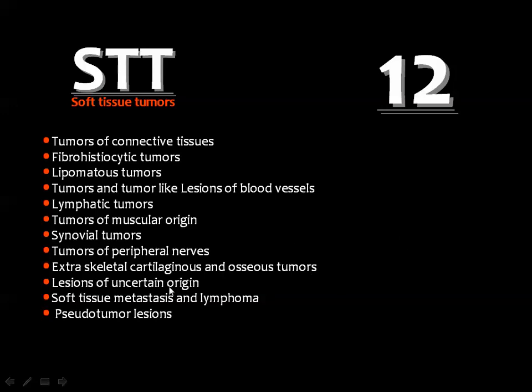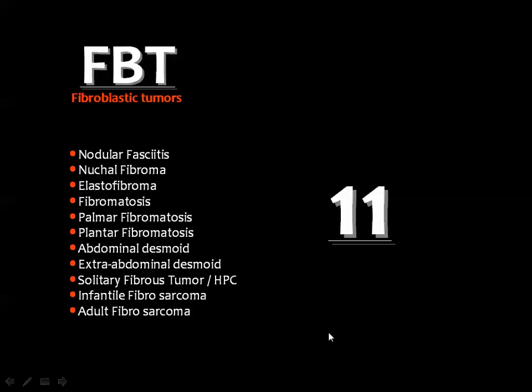Then lesions of uncertain origin; I have mentioned that many times you cannot identify the cell of origin of the tumor. Then we'll have a short talk about metastasis and lymphoma of the soft tissues. Then I will give you some examples of lesions that may be mistaken as a soft tissue tumor but are not. Then we'll start with the first group of lesions, which includes 11 examples.